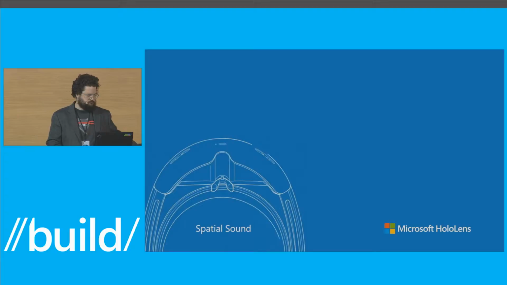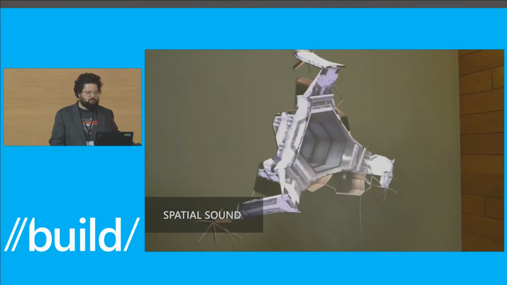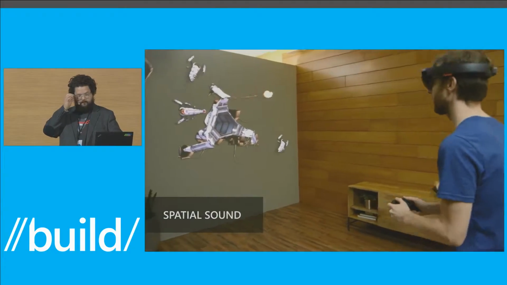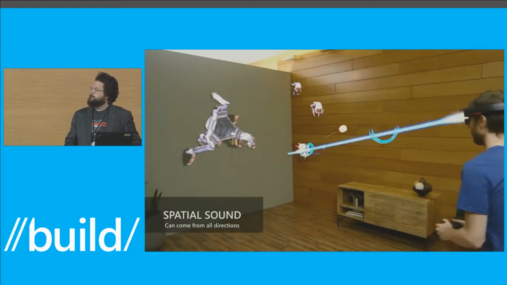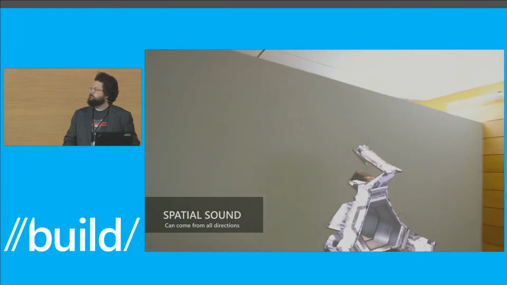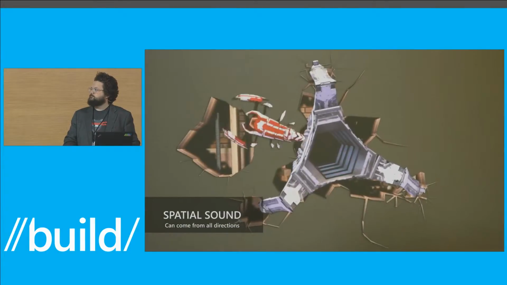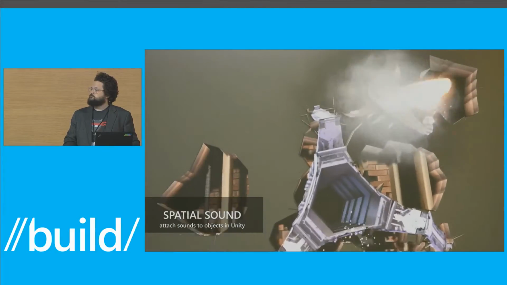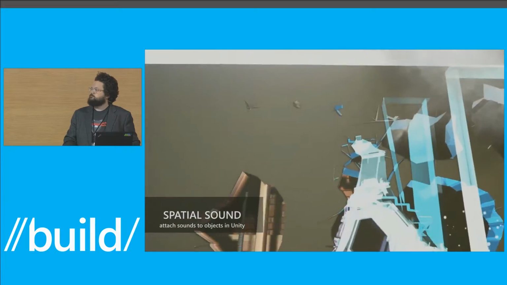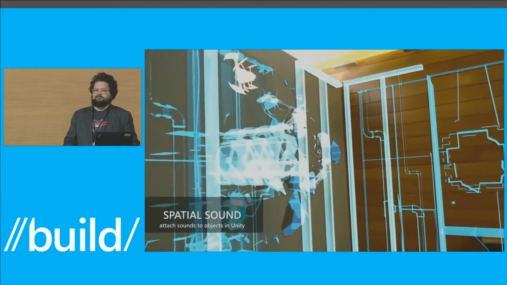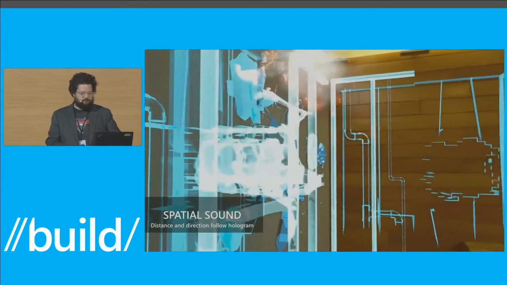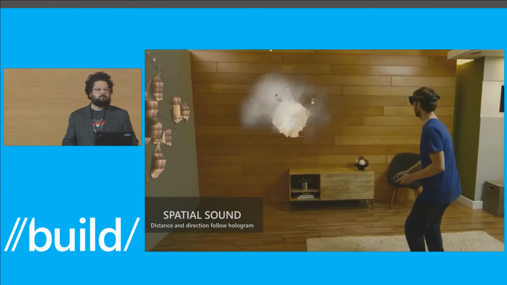Developers can use spatial sound to make the mixed reality experience of HoloLens even more immersive. While holograms can only appear visually in front of the user, sounds can come from all directions, creating a 360-degree world of holograms. Use Unity to attach sounds to an object, and then spatial sound will make it seem like those sounds are coming directly from that object.